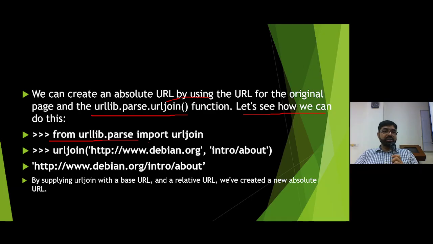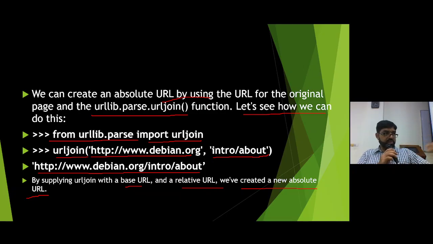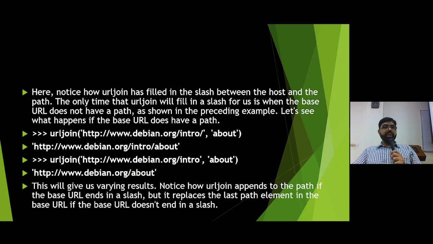From urllib.parse import urljoin. Now we provide this absolute URL and the relative URL, and the result will be this complete URL. So by supplying urljoin with the base URL and the relative URL, we have created a new absolute URL. That is very important for Python programming, because in a lot of places you will find relative URLs, so it has to combine them.